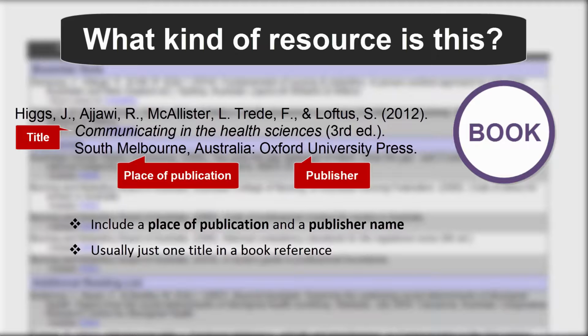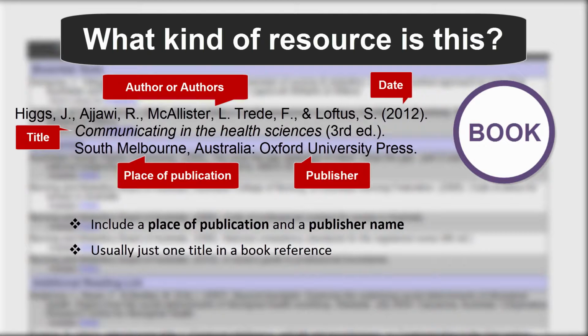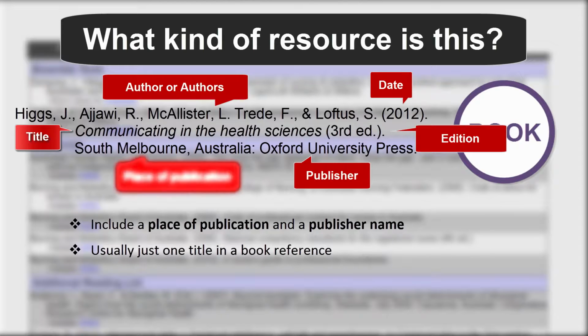Look carefully at the parts of a book reference. The author or authors are followed by the date, the title of the book, the edition, the place of publication, and finally the publisher.